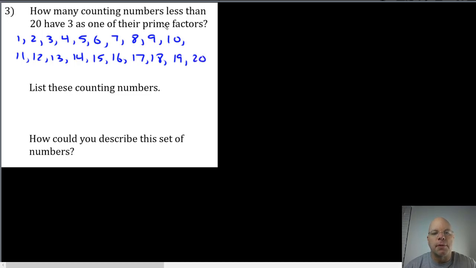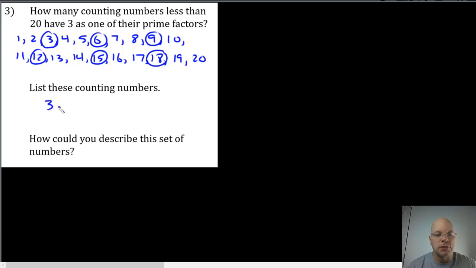For 3 to be one of their prime factors, they would have to be divisible by 3. So 3, 6, 9, 12, the positive multiples of 3. Maybe that would have been a more reasonable list for me to make, but I wanted to make the point that counting numbers start with 1, so we're clear on what counting numbers are.